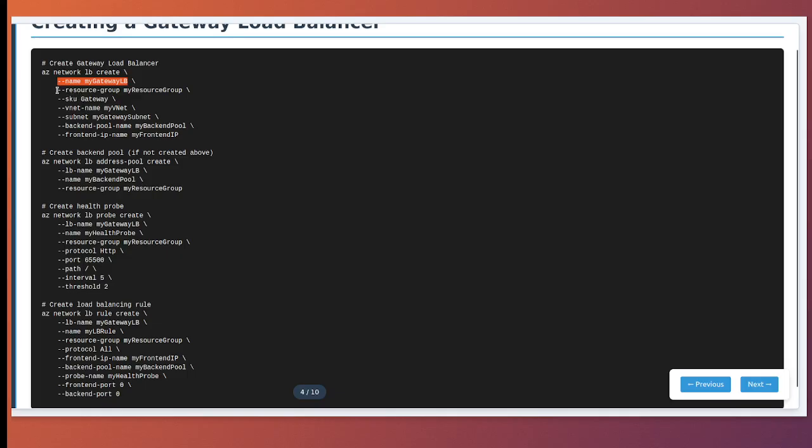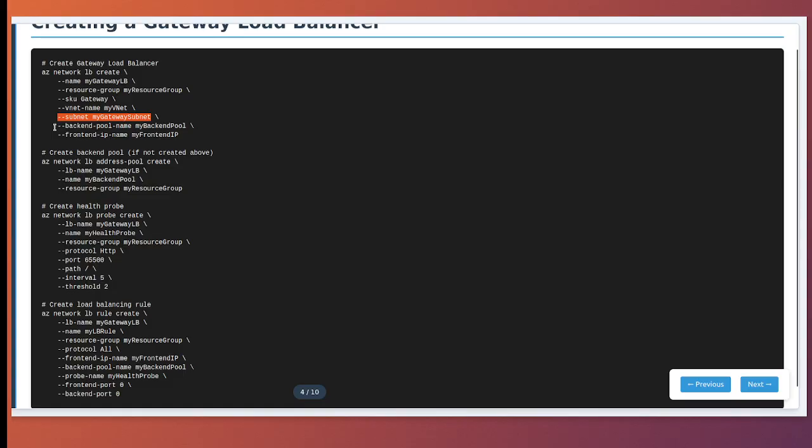The resource group parameter specifies where to create it. Make sure this resource group already exists, or create it first. The critical parameter here is SKU, which must be set to gateway. This tells Azure we want a gateway load balancer, not a standard or basic load balancer. The VNet name and subnet parameters specify where to place the load balancer. This subnet will host the front-end IP configuration of your GWLB.